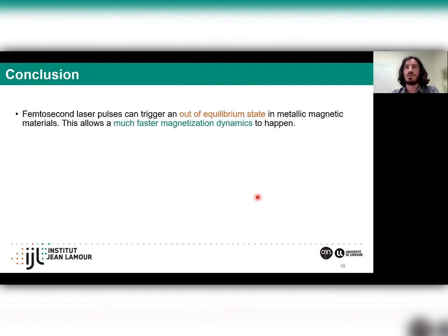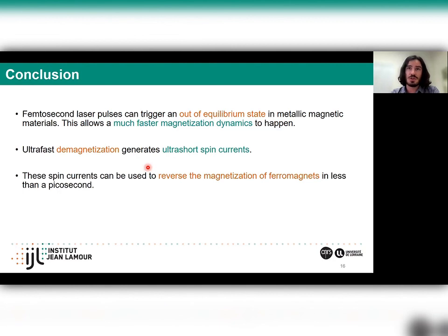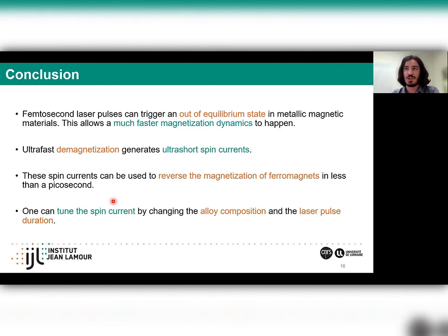So overall, I showed you that using femtosecond laser pulses, we can trigger an out of equilibrium state in magnetic systems, which allows much faster magnetization dynamics to happen. Because of the demagnetization, we generate ultra-short spin currents, which can be used to reverse the magnetization of ferromagnets in less than a picosecond. And then we can tune the spin currents by changing, for instance, the ferromagnetic alloy composition or the laser pulse duration.